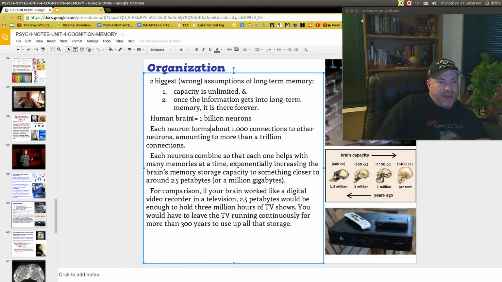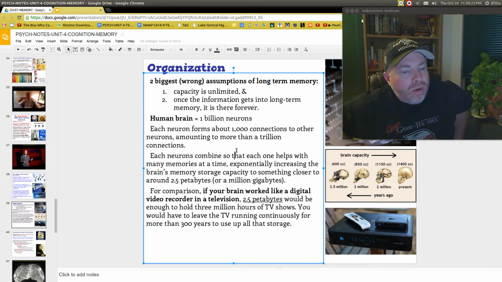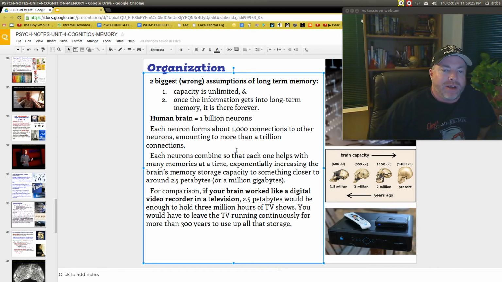Another way of looking at it is like a DVR: you can hold so much information, and then it runs out. Human memory works a little differently, and it has potential to improve. So the comparison is, if your brain worked like a digital video recorder, how much room would you have? Well, 2.5 petabytes. This isn't terabytes or gigabytes or megabytes. This is petabytes, which is a massive number. We'd be able to hold 3 million hours of TV shows.